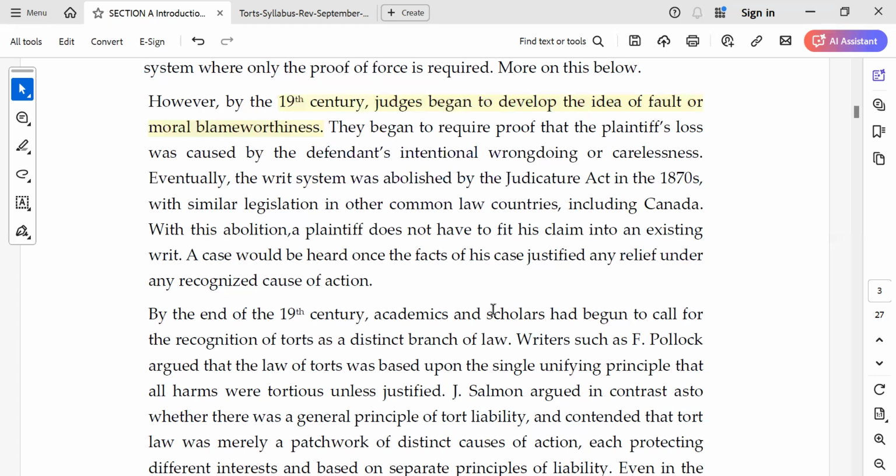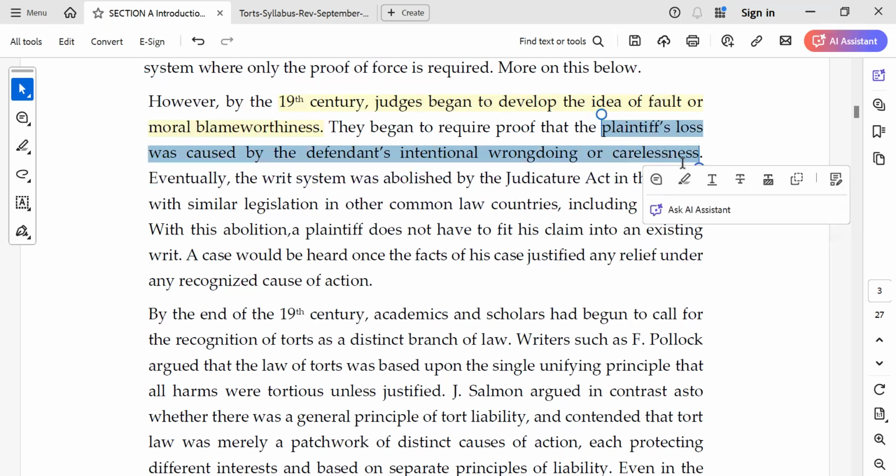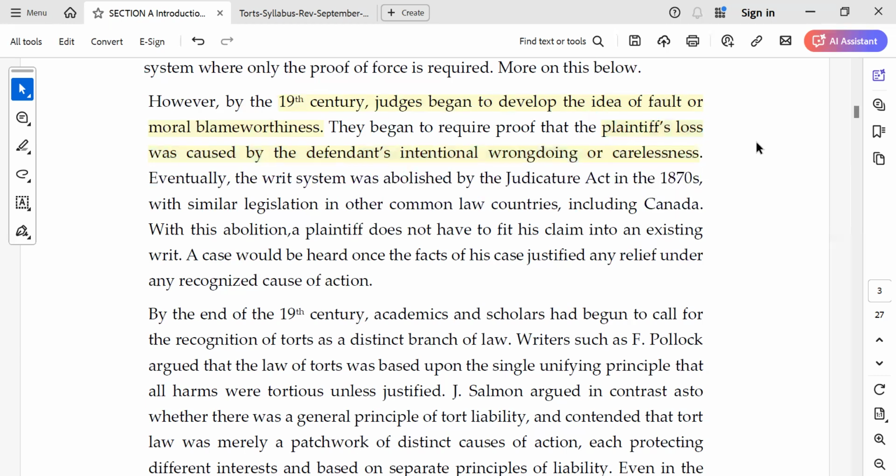They required proof that the plaintiff's loss was caused by the defendant's intentional wrongdoing or carelessness. It is not that the wrongdoing must be intentional only; either intentional wrongdoing or negligence or carelessness is enough. With carelessness, I need not think that I need to make you suffer, but just because I don't care, that also can be the reason for your loss, right? So that is also there.